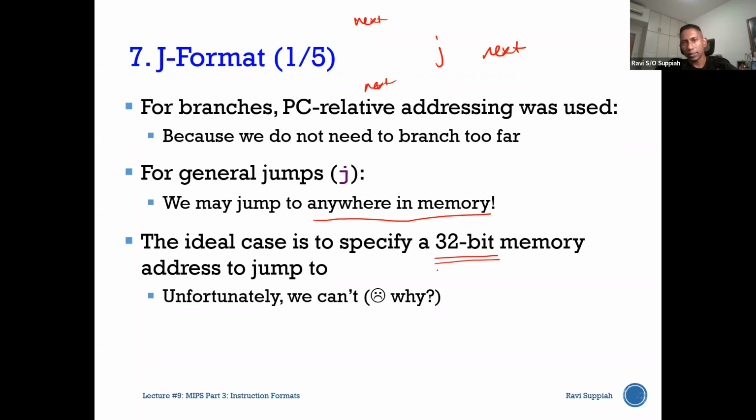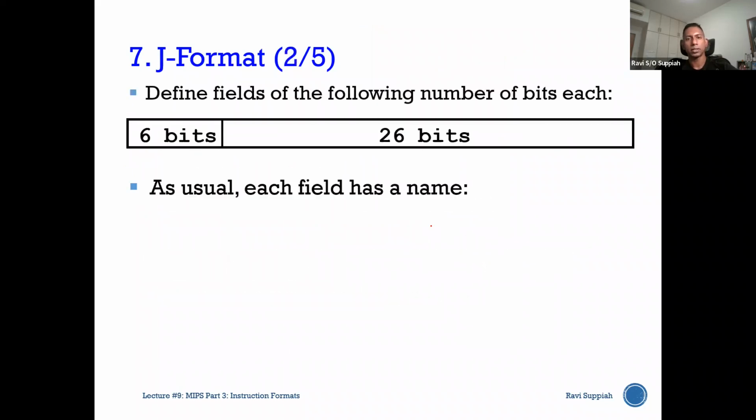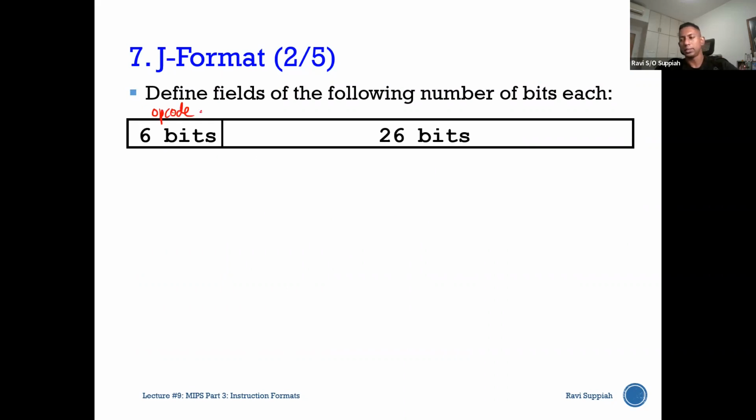Okay, but I cannot specify 32 bits. Why? Because there is one constant in all instructions. And what is the one constant? The one constant is the 6 bits of the opcode. You always need these 6 bits because you need to tell the processor what you're trying to do.